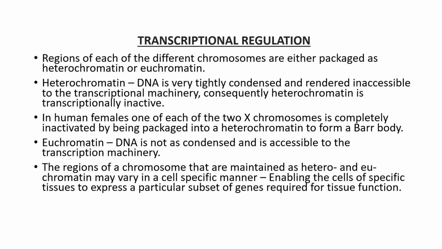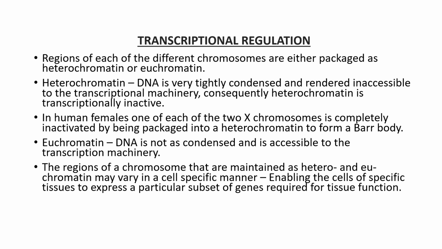In human females, the 23rd pair of chromosomes, the sex chromosomes, are double X in nature. So, in order to avoid double expression of the X chromosome genes, one of the X chromosomes will be inactivated or packaged into a Barr body by means of heterochromatin formation. Next, we have the euchromatin, where the DNA is not condensed, thereby it is accessible to the transcriptional machinery.